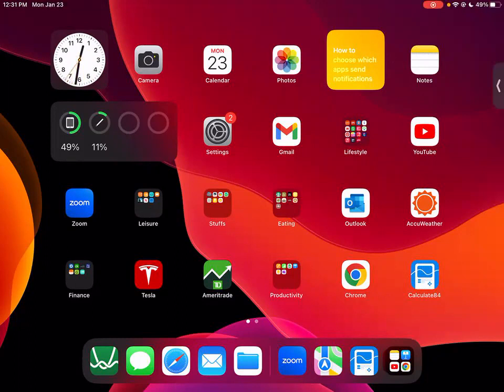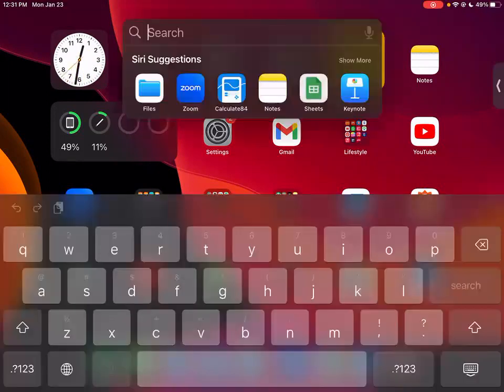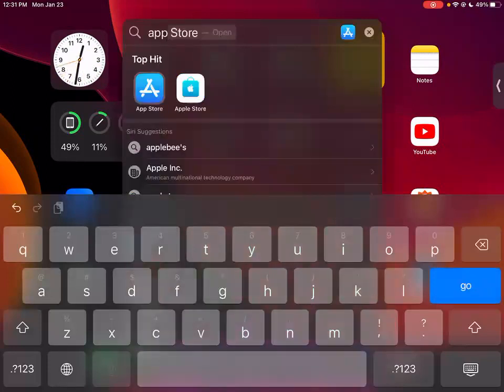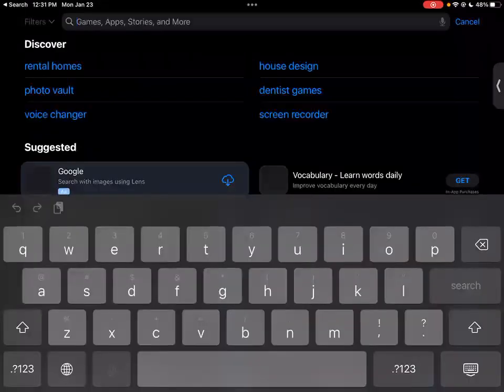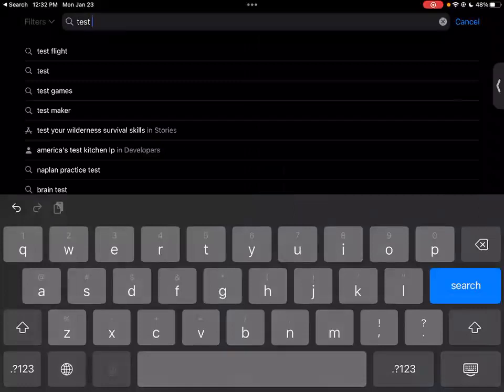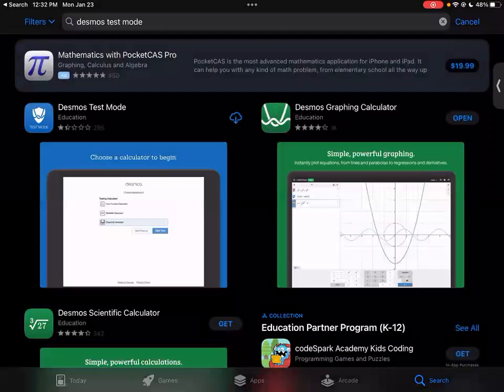So you go to apps here. Come on. Come on. So test mode here. Decimal test mode. Right there, the one in blue.